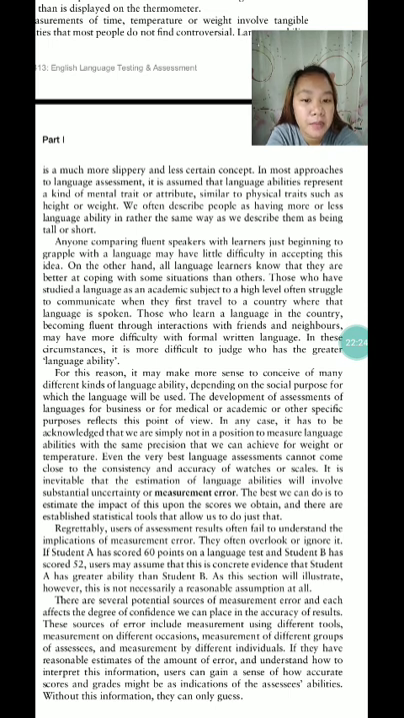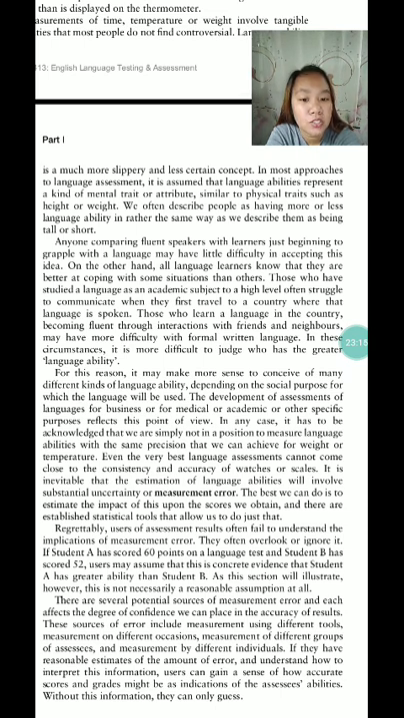Regrettably, users of assessment results often fail to understand the implications of measurement error. They often overlook or ignore it. If student A has scored 60 points on the language test and student B has scored 52, users may assume that this is concrete evidence that student A has greater ability than student B. As this section will illustrate, however, this is not necessarily a reasonable assumption at all.